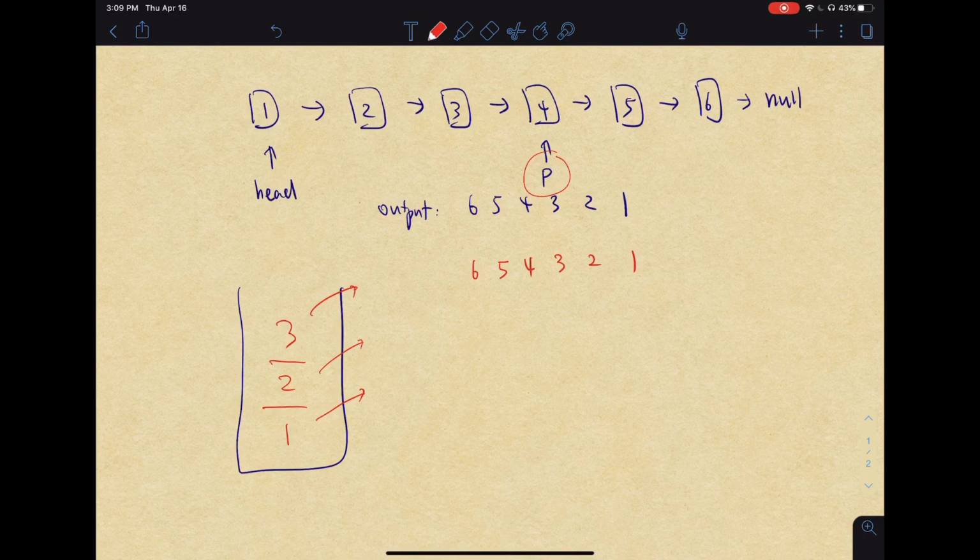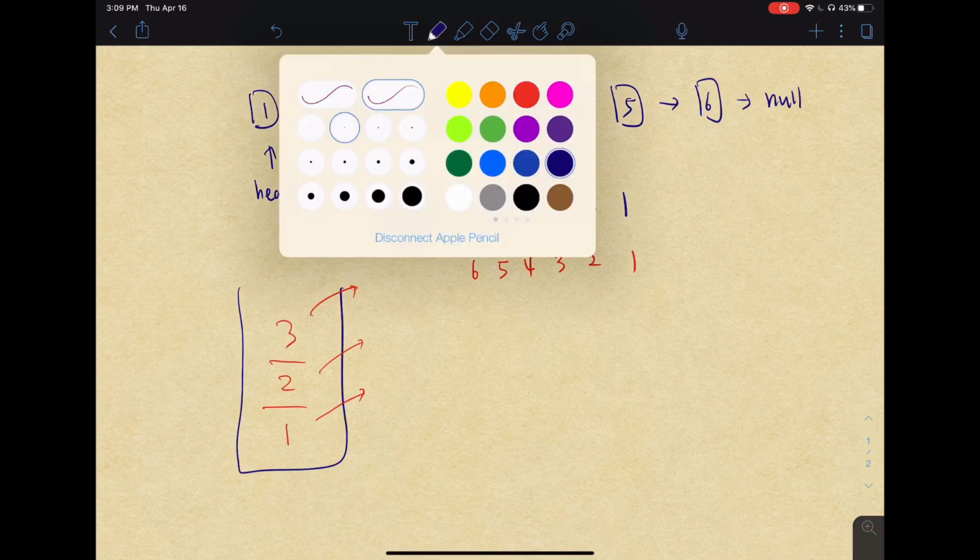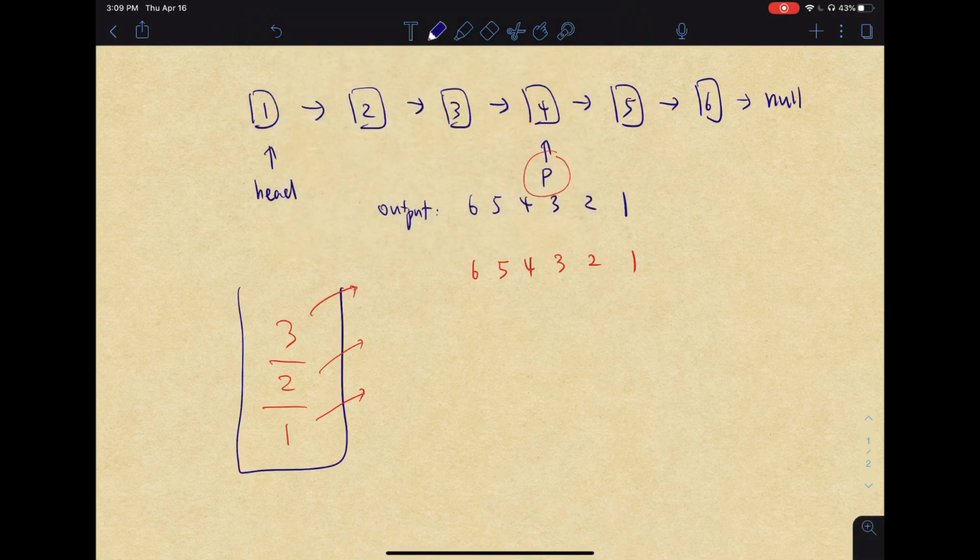So in this case, we only had 3 elements in the stack, and we only had 2 pointers. So with 2 pointers, what is possible to do is we can only have n over 2 elements in the stack at a cost of storing 2 pointers.